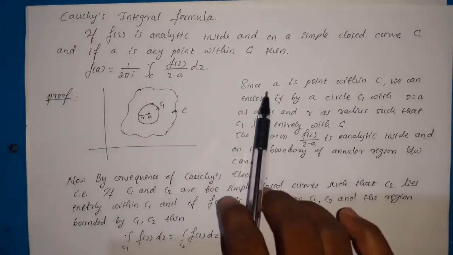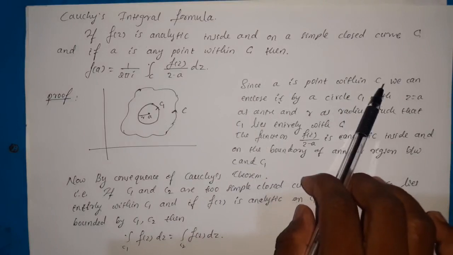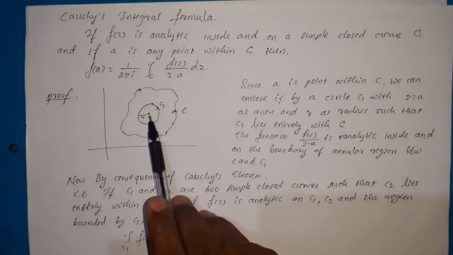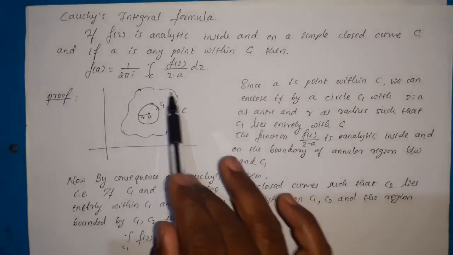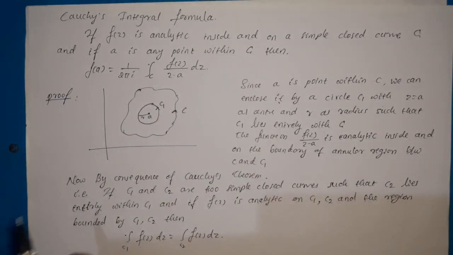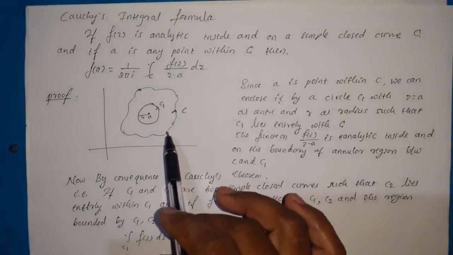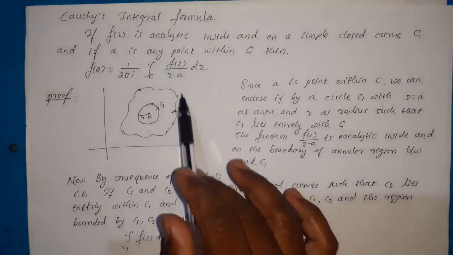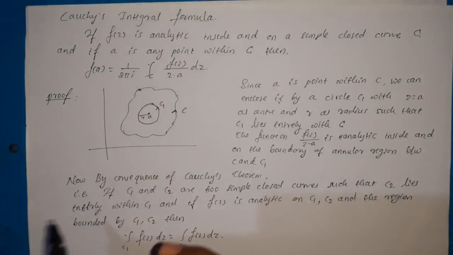Since A is a point within C, here we have considered the point A and this is the simple closed curve. We cannot say that it is exactly a circle; it can be any shape, but it should be closed and simple. Simple means the curve does not overlap itself and does not have any loops. Therefore, that is called a simple closed curve.